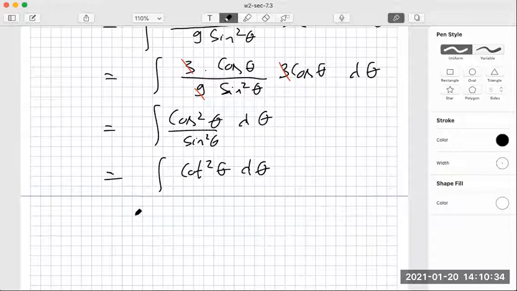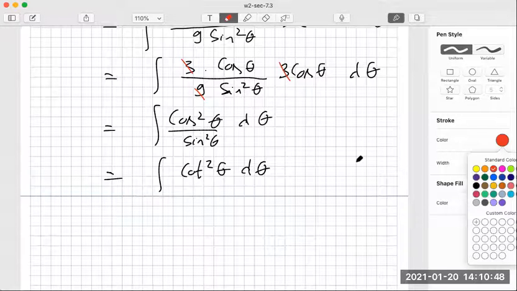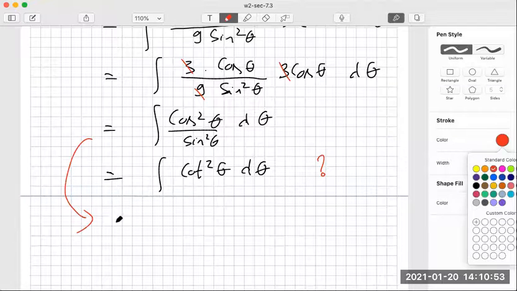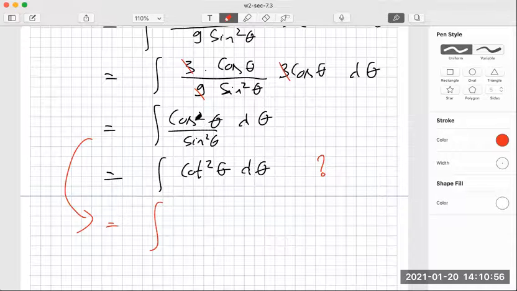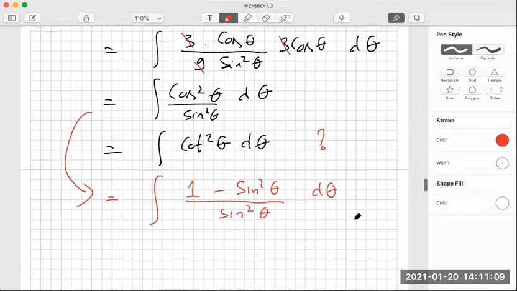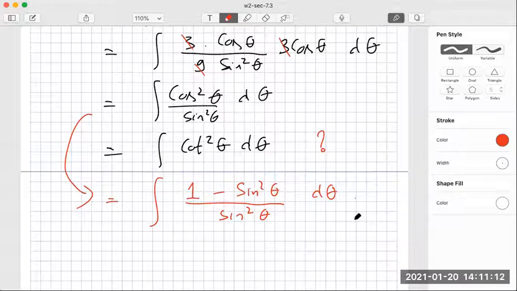Do you find any? If you cannot find it, we can do another way around. Okay, if we can find it, then that is perfect. Or how about if we break it? Cosine square, we can write it as 1 minus sine square here, right? Over sine square theta, d theta, if we write it this way. And let us see if we can simplify it.